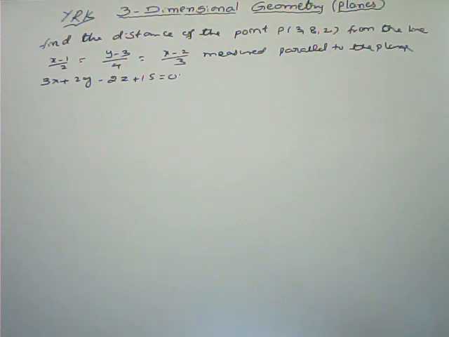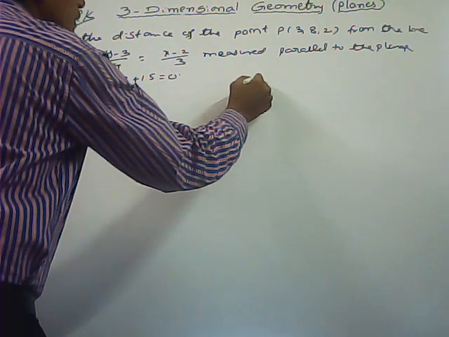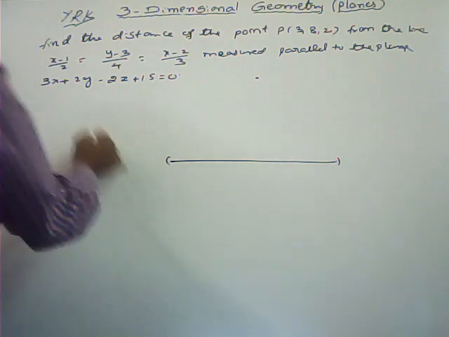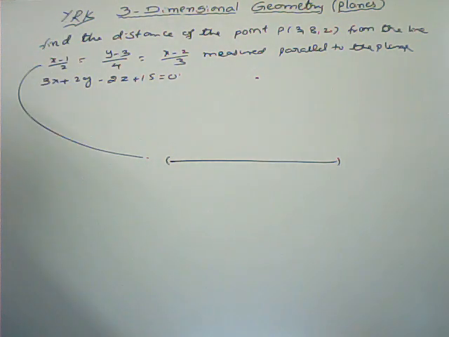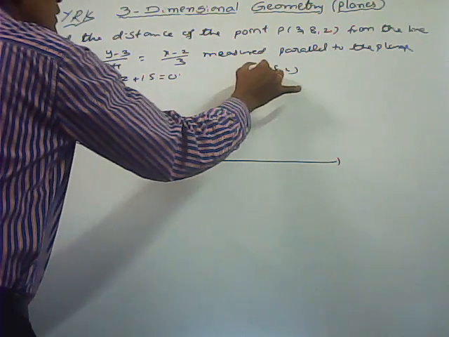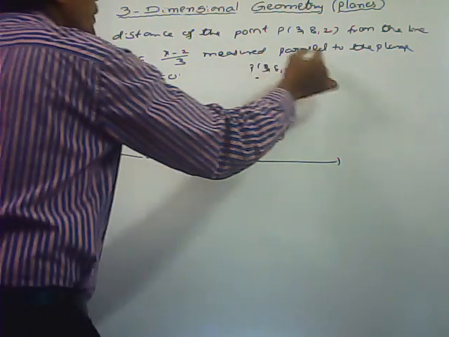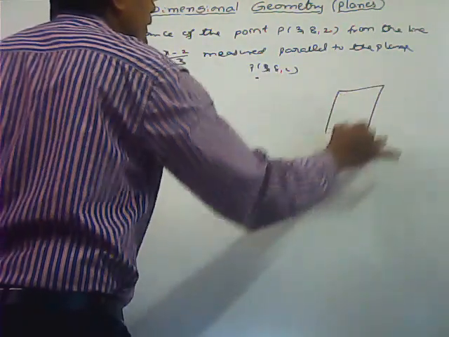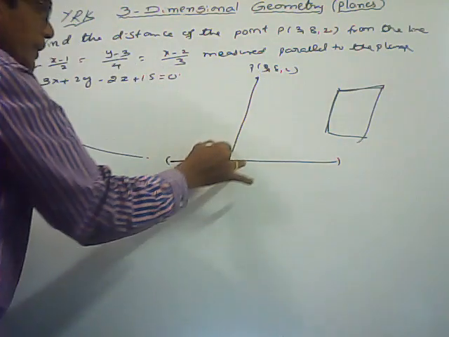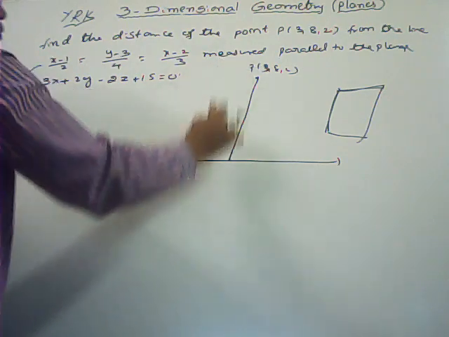Next one, find the distance of the point (3, 8, 2) from the line. Here one line equation is given. This is the line equation only. We want the distance from that point P, measured parallel to the plane, in this plane direction. Here one plane is there, and in that direction we want the distance from that point to this line.